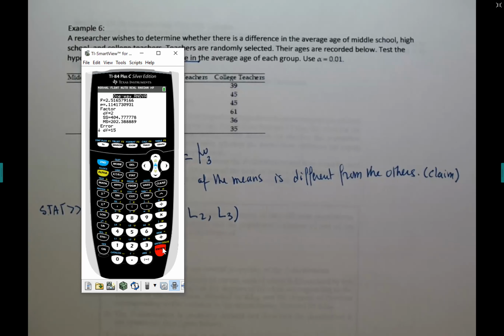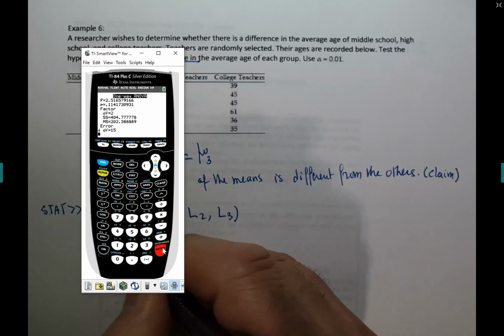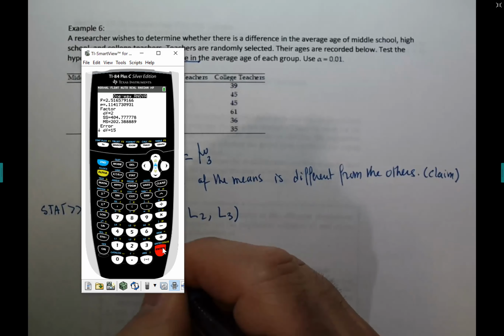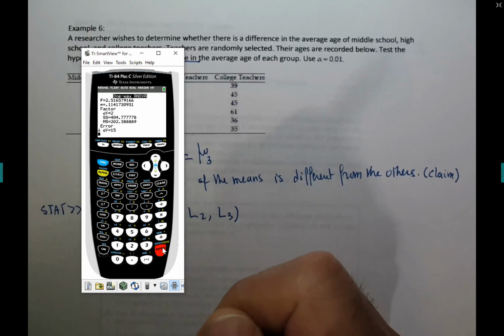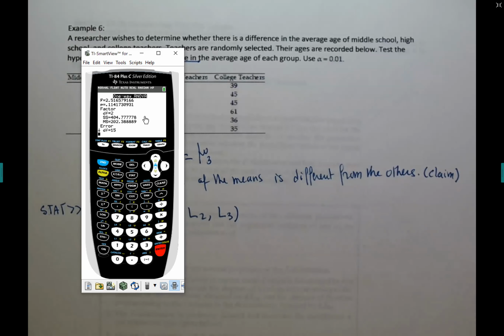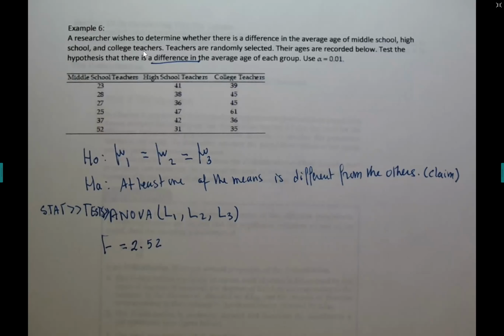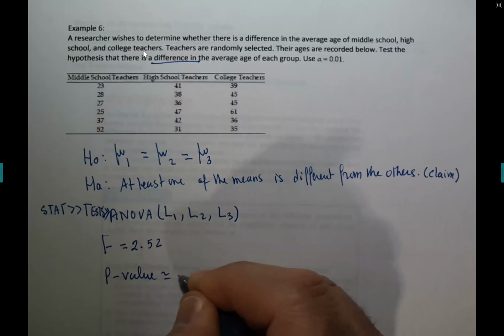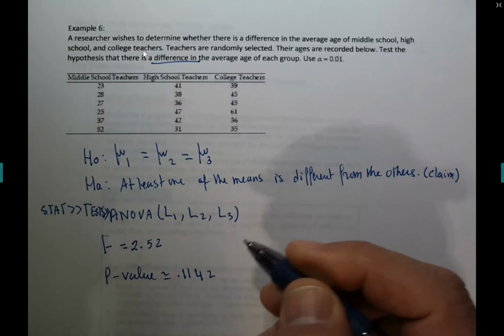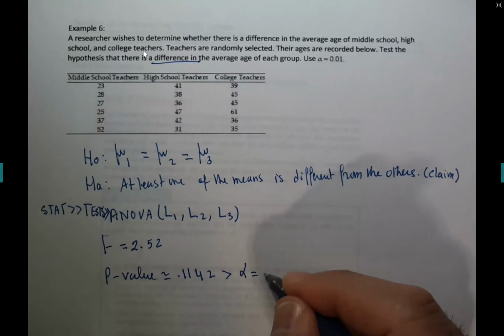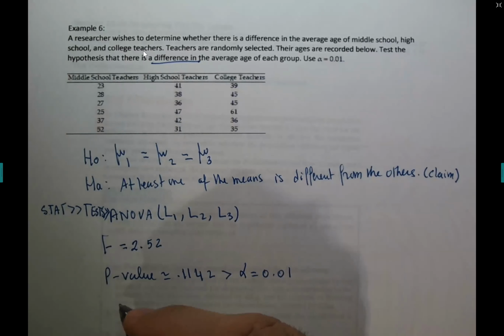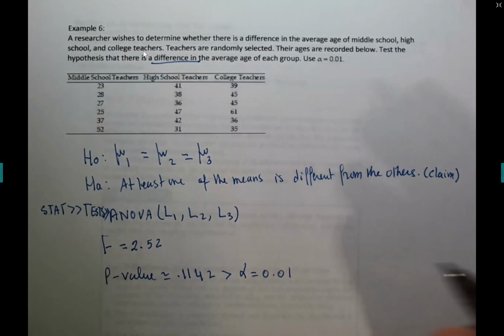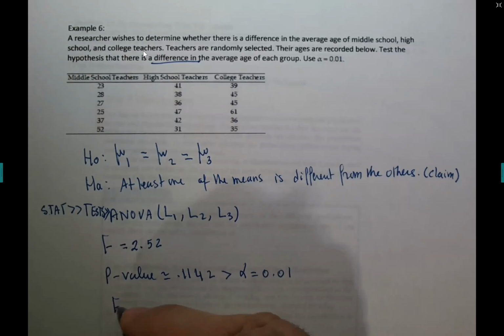There you go. You get the F. Step number 2, which if you round it to 2 places, is 5.52. And the p-value, guys, is 0.1142. Which is, of course, bigger than alpha. Yeah, I thought that they were very much the same. So we were going to fail to reject H0.